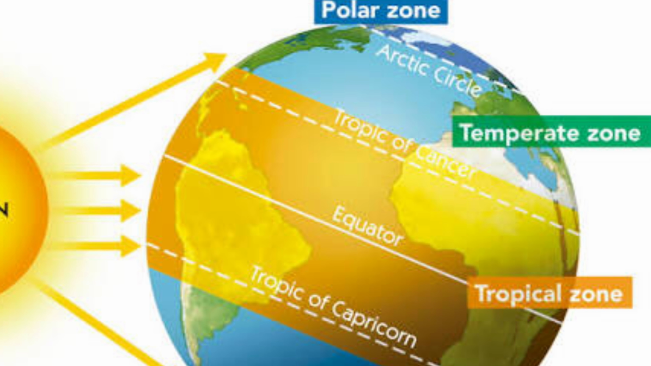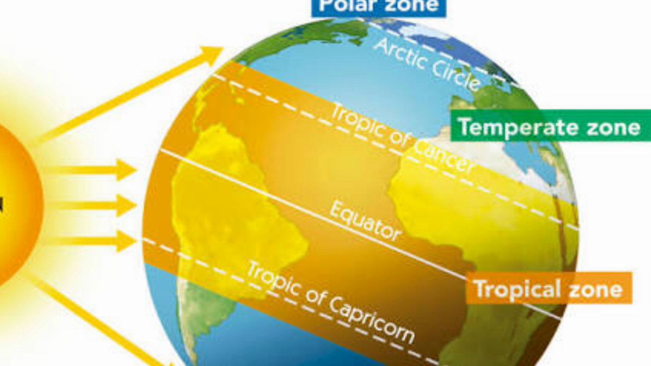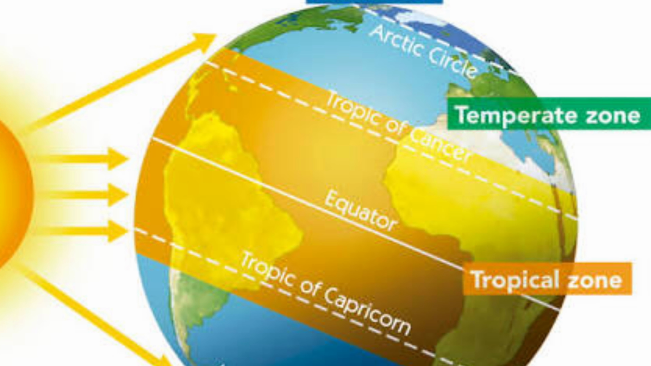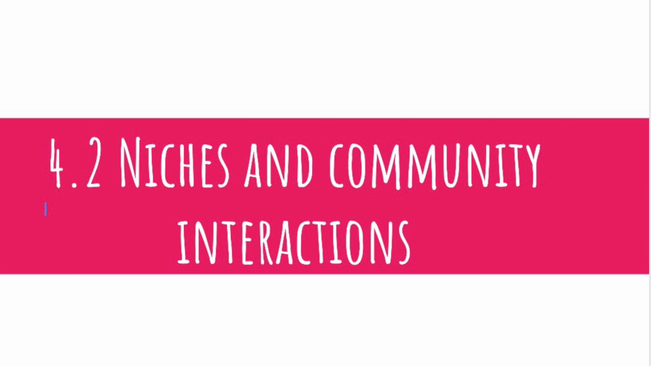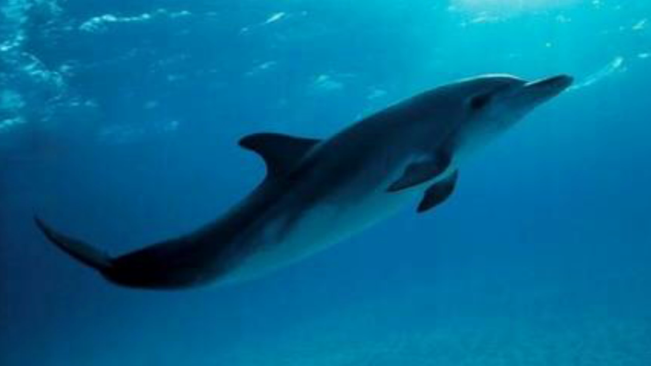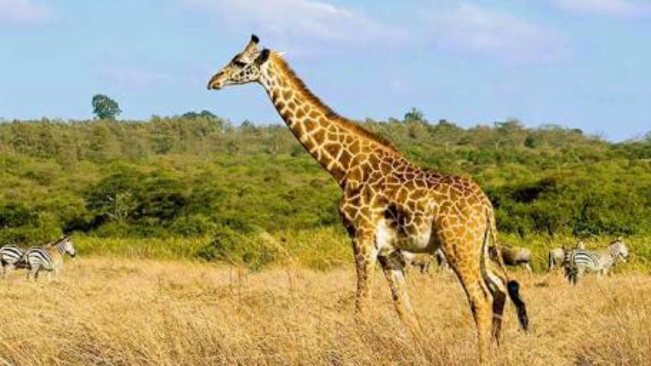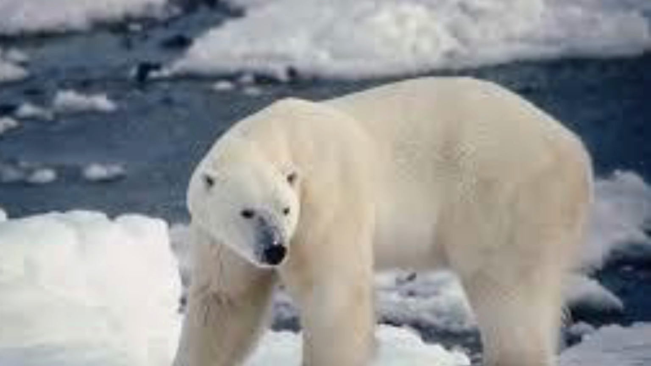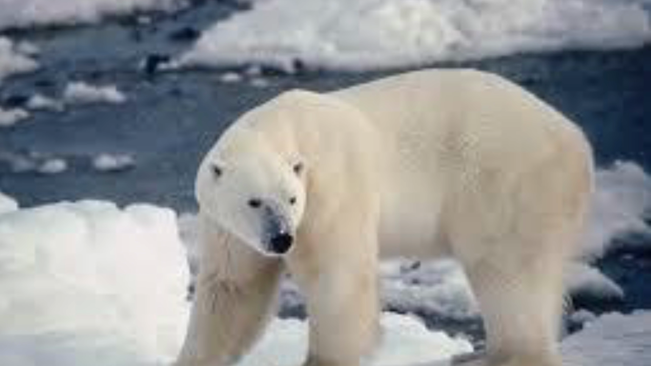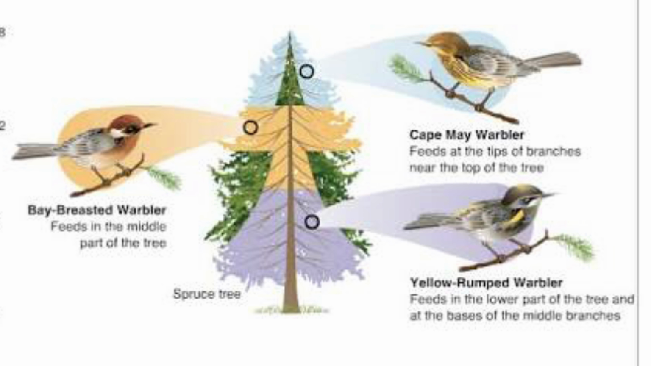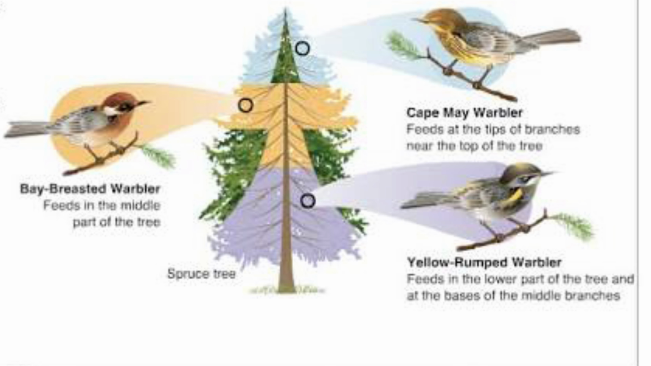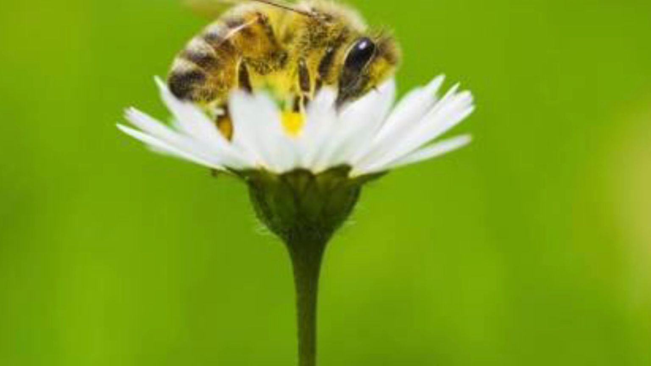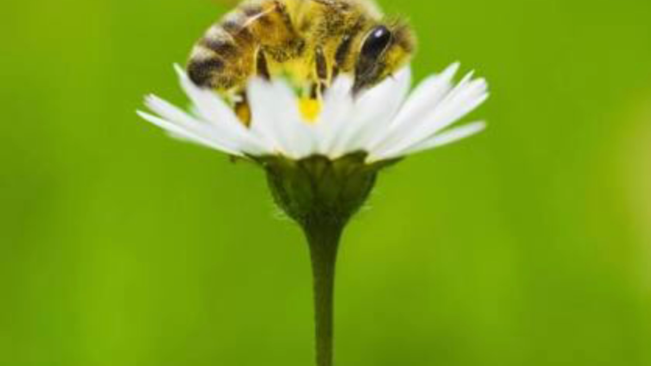The difference in heat distribution creates three different climate zones: tropical, temperate, and polar zones. A species' tolerance for environmental conditions then helps determine its address, or habitat, the general place where an organism lives. A niche is a range of physical and biological conditions in which a species lives and the way the species obtains what it needs to survive and reproduce.